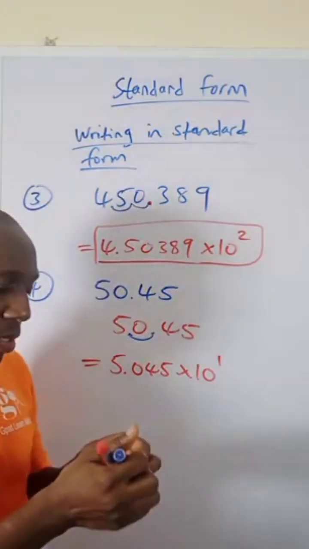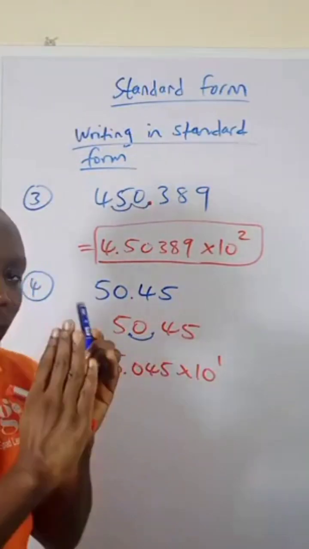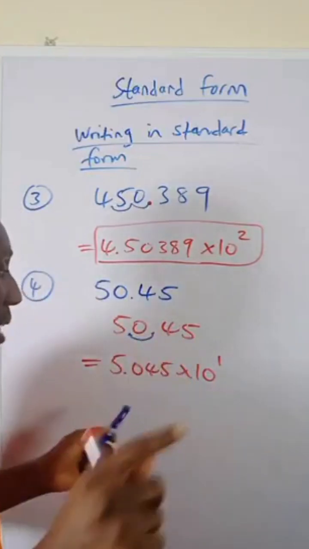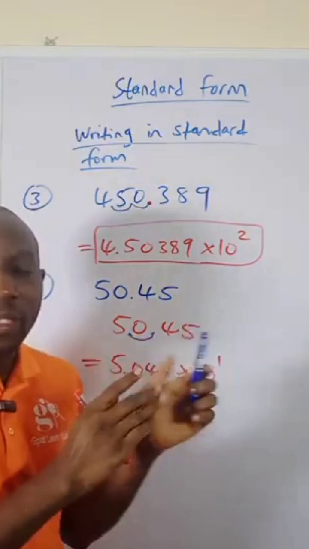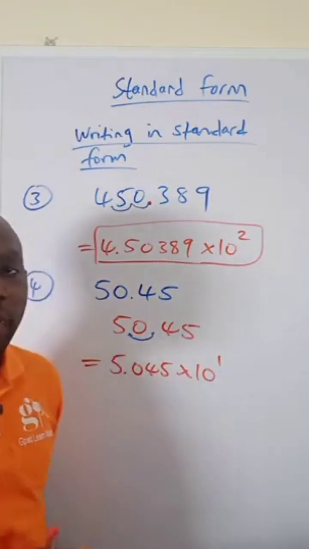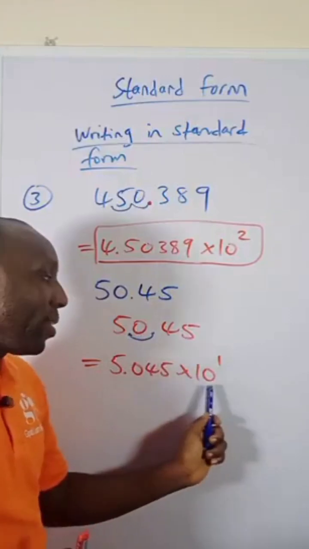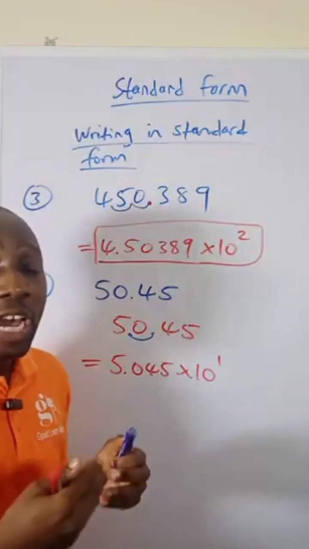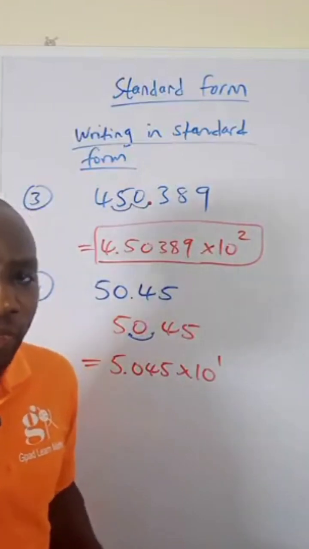So you go to where the decimal point is and do the counting. Make sure you have a singular digit, then the point, then some other digits, if there are. Then times 10 raised to the power of the number of movements you had to get the singular digit. In this case, we just had one movement, that's why I had raised to the power 1 here. This is 5.045, coming from 50.45, times 10 raised to the power 1. So this is how you write numbers larger than 1 in standard form.